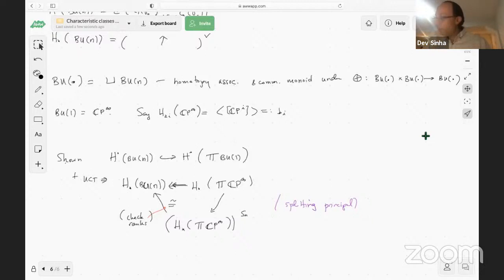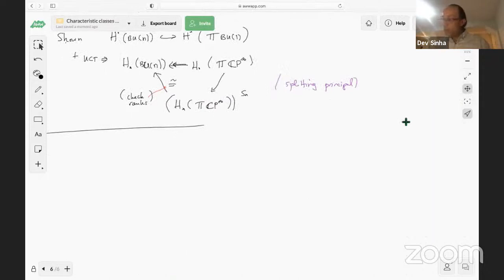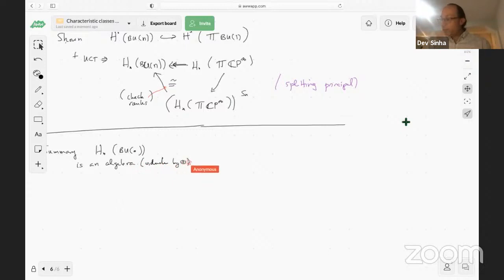So the summary is that we can say that the homology of this union of BUNs, first of all, is an algebra, again, induced by direct sum. So that's one thing you get for free.